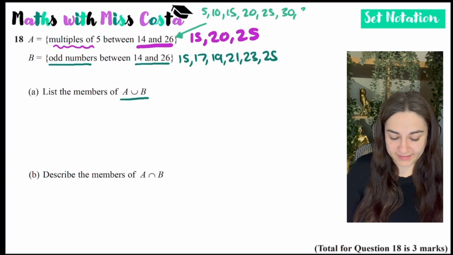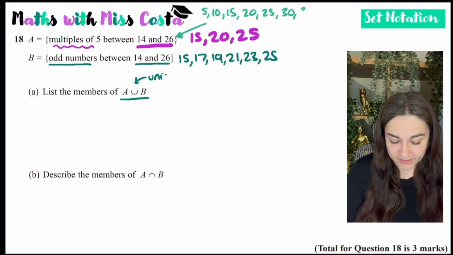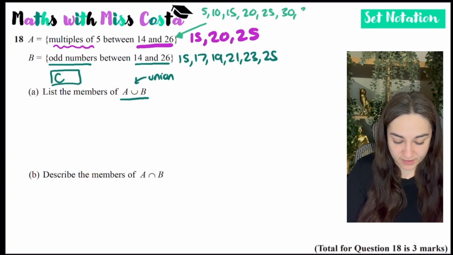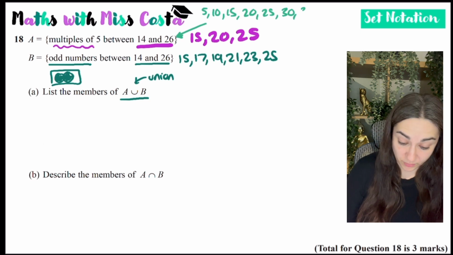So now I'm being asked to list the members of A union B. So this little sign here means the union. And if you were to have a Venn diagram to show this, it would be everything that is in set A or in set B or in both.